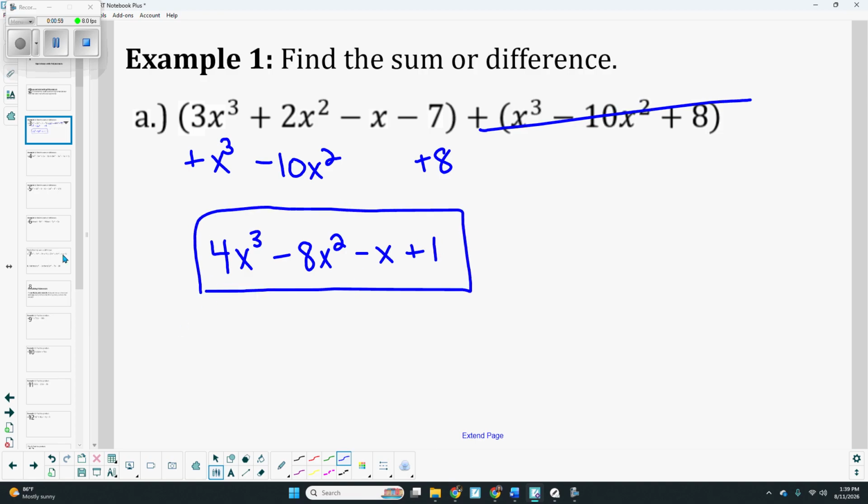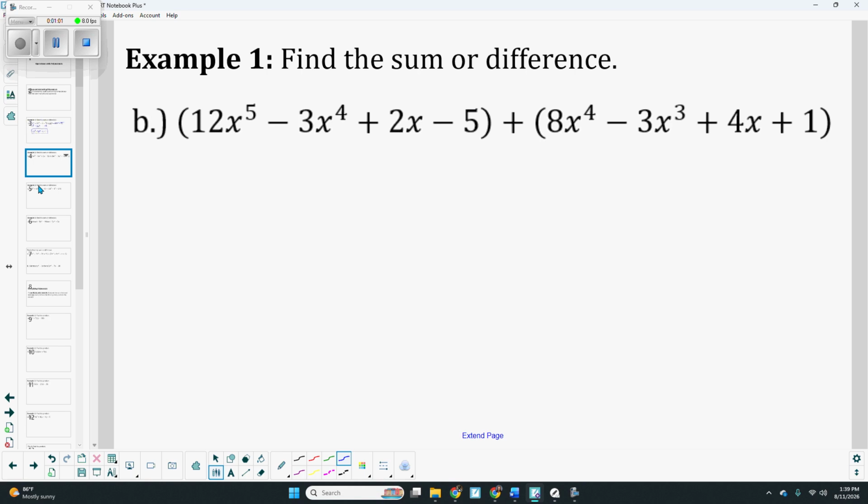All right, alternatively, we can just use like markings underneath. So I'm looking first, the highest power I see is x to the fifth. I only have 12x to the fifth, so that can go first. I have an x to the fourth here and an x to the fourth here. So that's a negative 3 and a plus 8. That's plus 5x to the fourth.